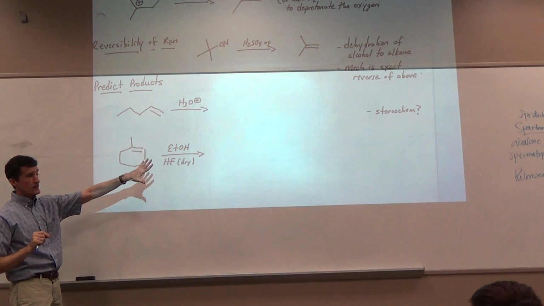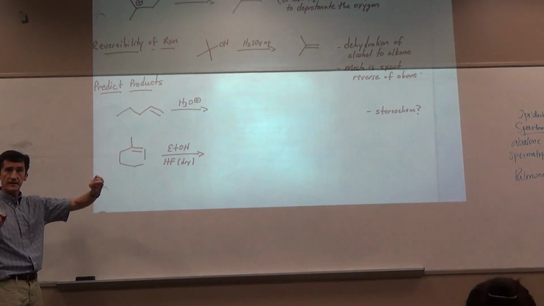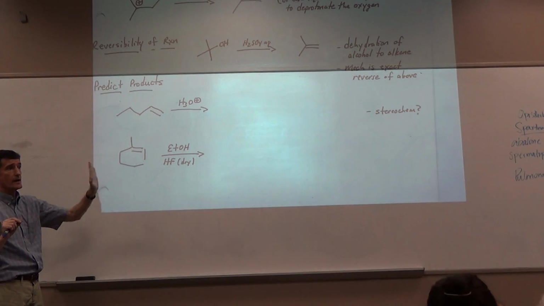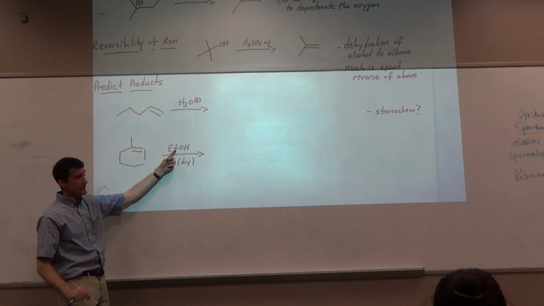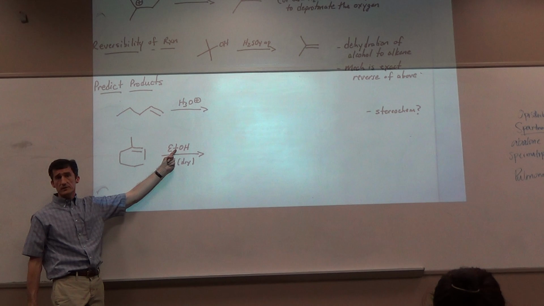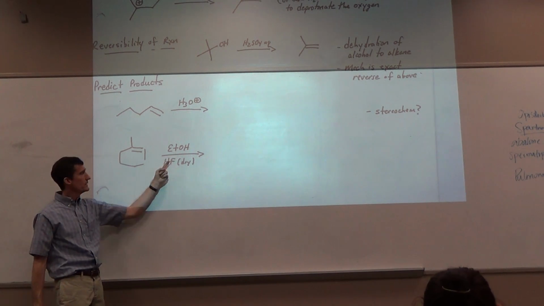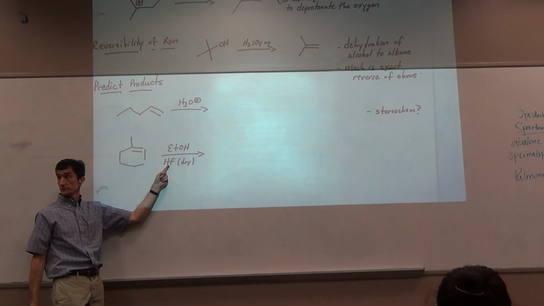I'm not going to draw the products here because we're about out of time, but you need to have these next time. And also look ahead. Down here, ethanol is just like water. It's a neutral oxygen. Alkenes don't react with ethanol. But that's an H+ source. Alkene can react with H+.